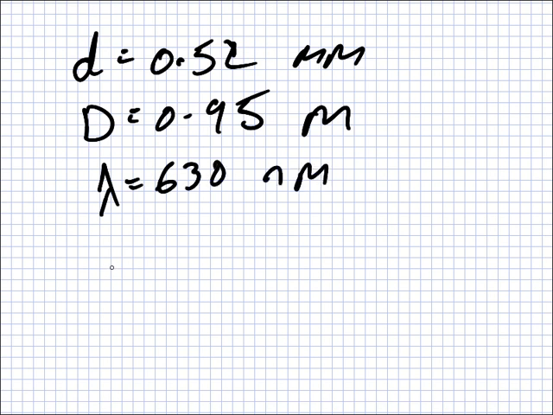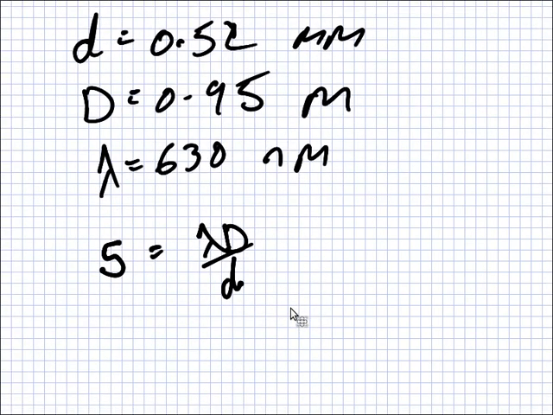Okay, so what formula do we use here? They want the s. So what does s equal? Lambda, which we know, D, which we know, and D, which we know. So let's not bother calculating that, because that's fine, right? What's the next part?